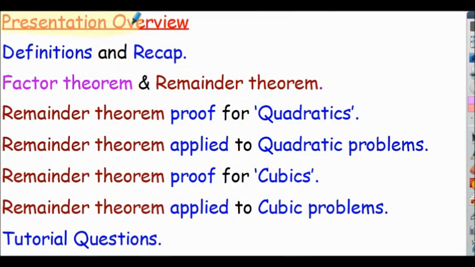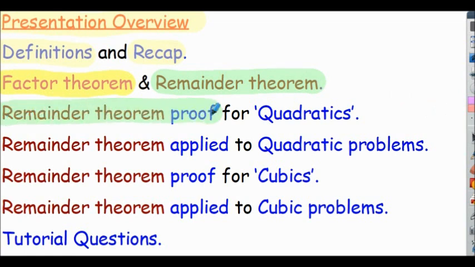Here's the presentation overview. We initially commence by stating some definitions and terminology that will be used throughout the presentation, and also very briefly recap some underpinning knowledge and techniques. Then we compare and contrast factor theorem from our previous presentation with remainder theorem, the essence of this presentation. I have included a proof associated with remainder theorem for quadratics. I know most students will not be particularly interested in the proof, but I've tried to elaborate on standard textbook proofs to illustrate how remainder theorem is derived.